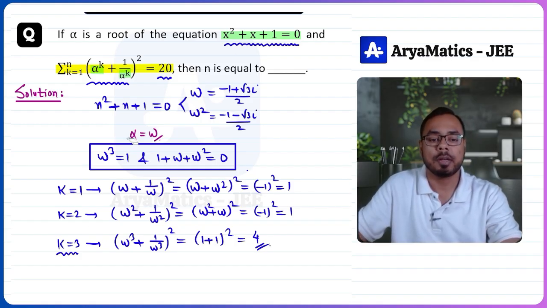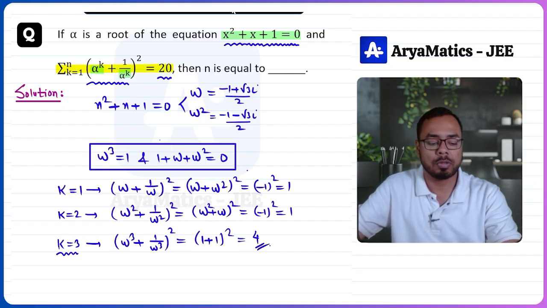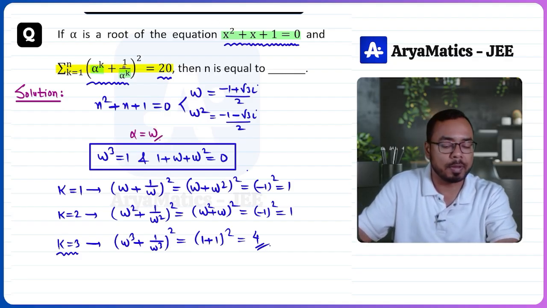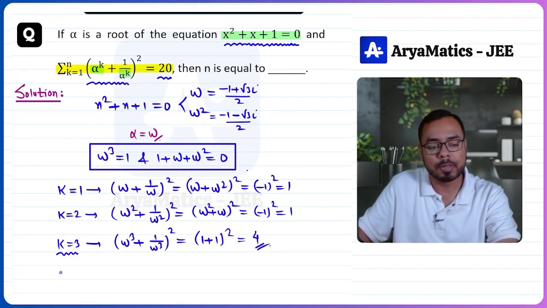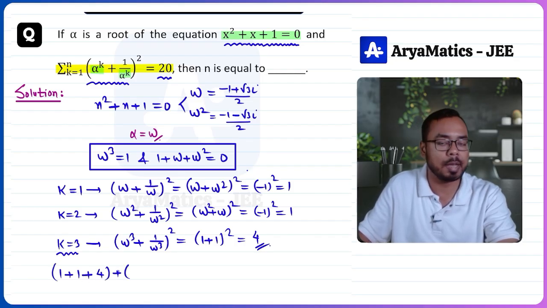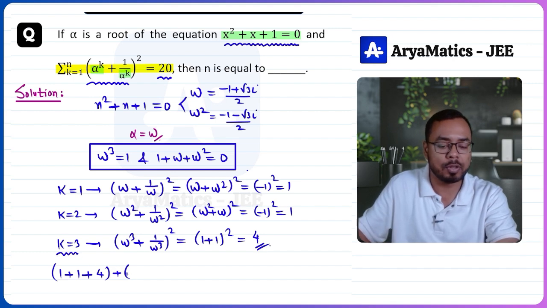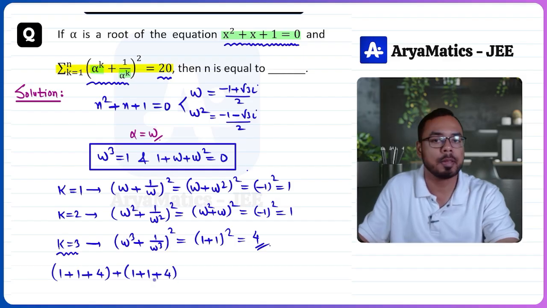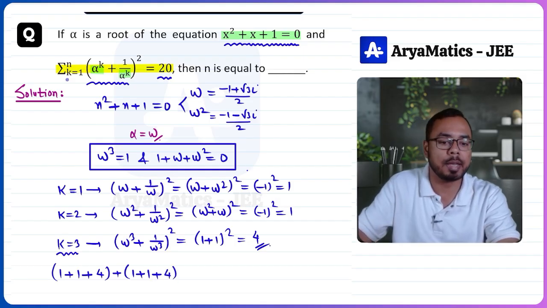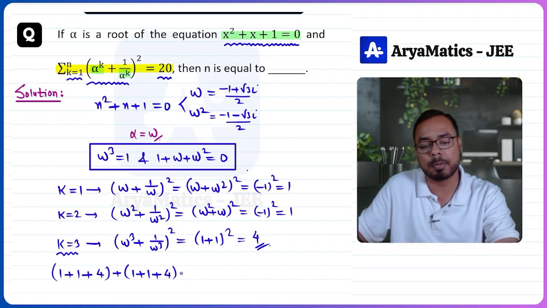So here, if I have to find the number of terms so that the sum becomes 20, the first term is 1, the second term is 1, and the third term will be 4. Now the same thing will repeat if you take k as 4, 5, and 6. At 4 you will get 1, at 5 you will get 1, and at 6 it will become 4 again. Because if I take k as 6, then omega raised to 6 is 1, and 1 by omega raised to 6 is another 1, and 2 square is 4.